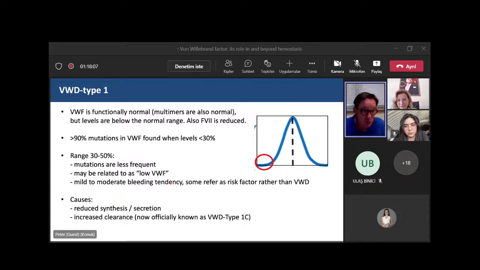The causes for type 1 VWD are mostly reduced synthesis and secretion, or increased clearance. And in the last 15 years or so, it has become apparent that clearance is really an important cause for type 1. So this is now officially known as VWD type 1C.